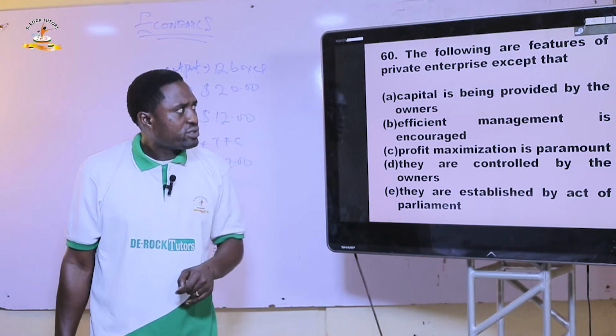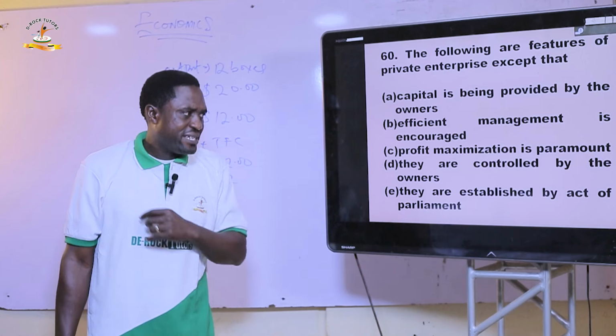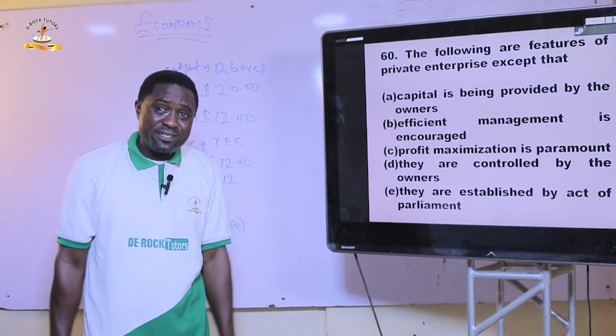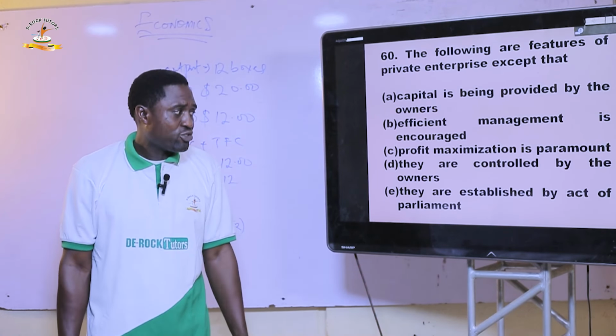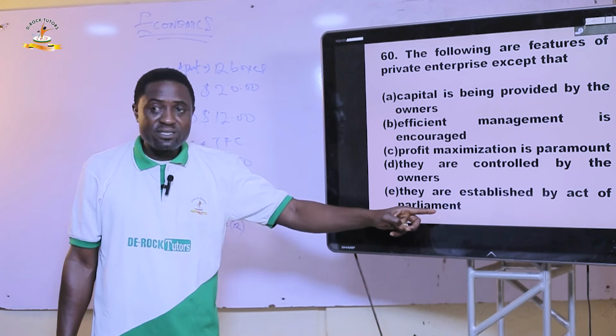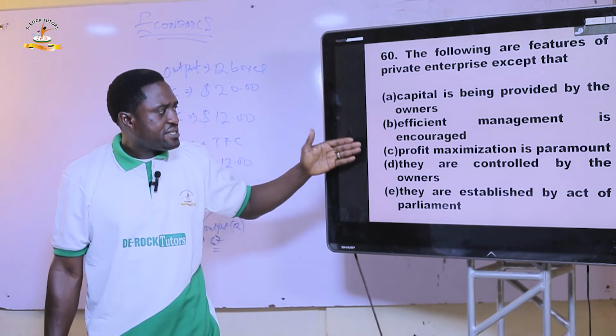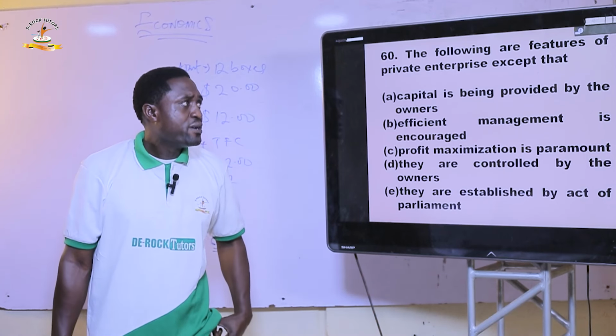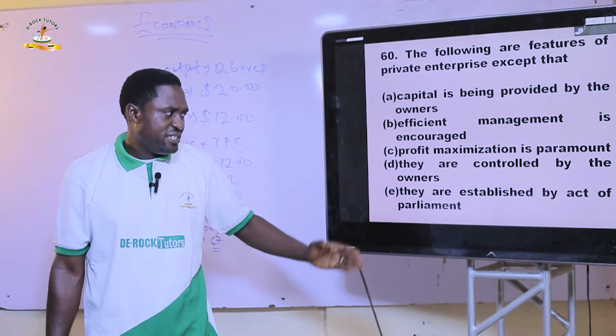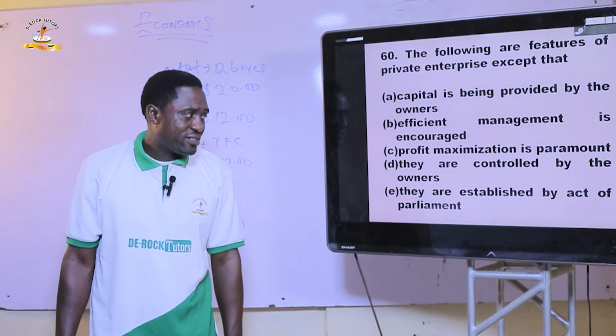They are controlled by what? By the owners, not by the government. They are established by the Act of Parliament. That is not the answer. A, B, C, D are the features of private enterprise, except E: they are established by the Act of Parliament.